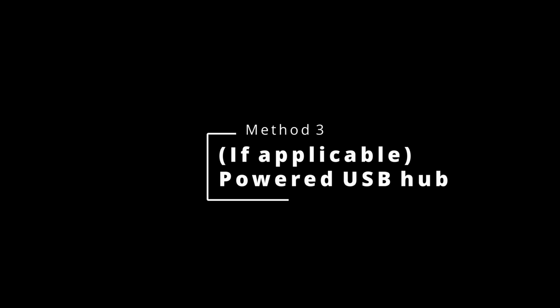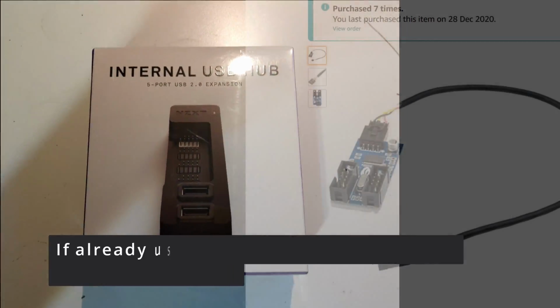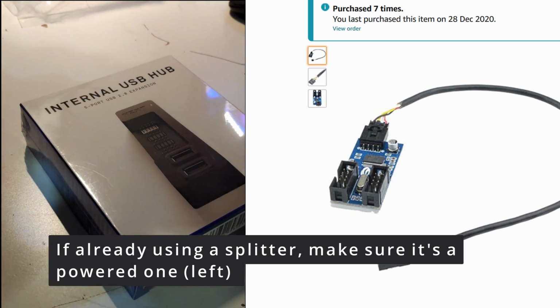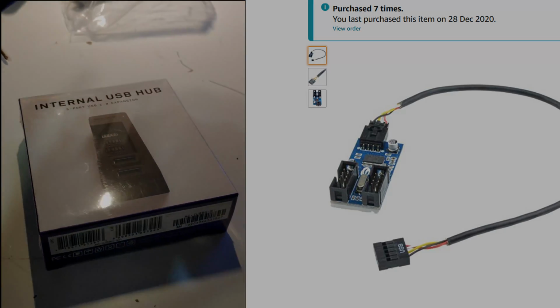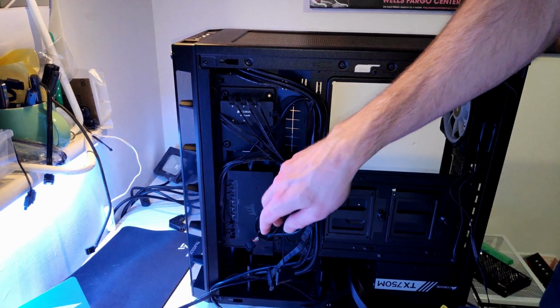Method three, this is only applicable if you use a USB hub to connect more than two USB 2 devices to your board. So if you're going to use one of these, just make sure it's a powered one like the NZXT and not one of the cheap ones you can get on Amazon. Method four, and this is going to be really the big one, okay? This is going to be the one that actually might help the most.